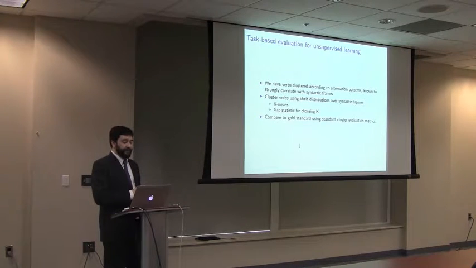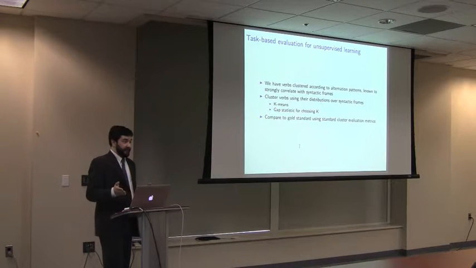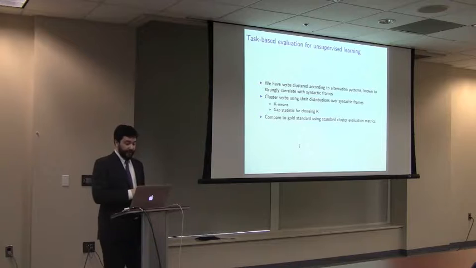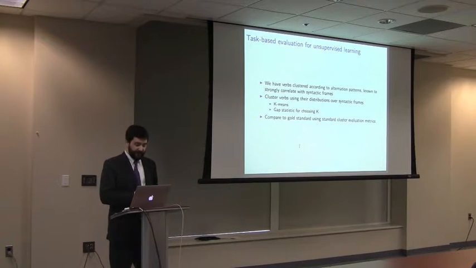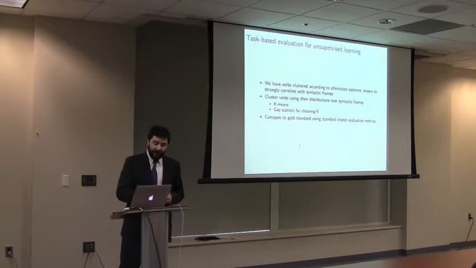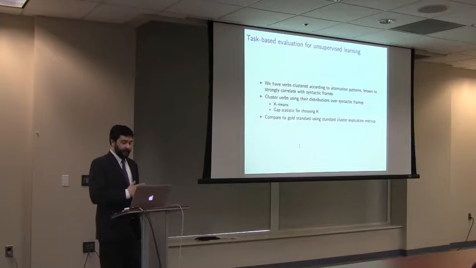The basic idea is that we'll cluster our verbs using their distribution over syntactic frames as the features. And so we don't have to worry about what our actual inventory is. So we can cluster an unsupervised method just as readily as we can a supervised method. We did this using k-means and the gap statistic for choosing the value of k. And then we can just compare these clusterings to the gold standard using any cluster evaluation metrics that we have. So that's what we did.